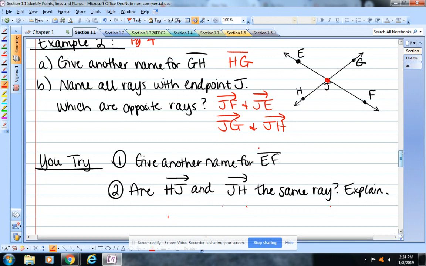All right, somebody give me another name for segment EF. FE. What symbol goes over it? Just a straight bar, no arrows, correct?